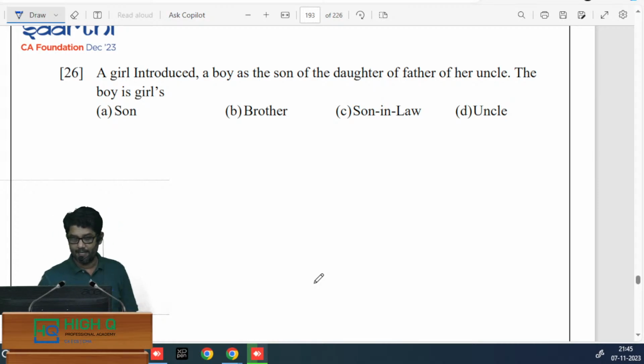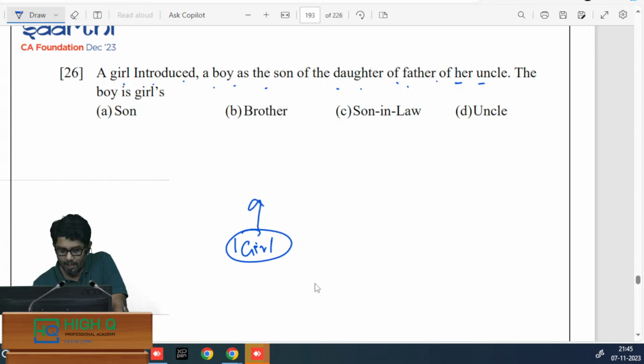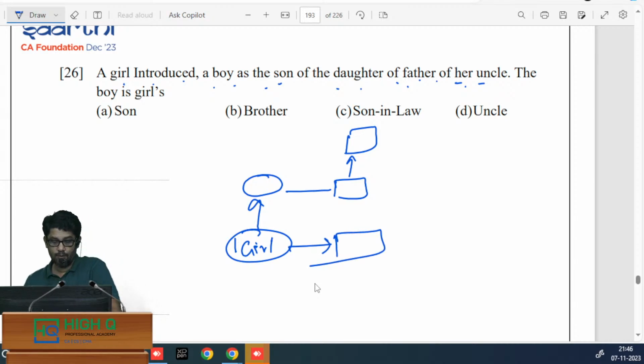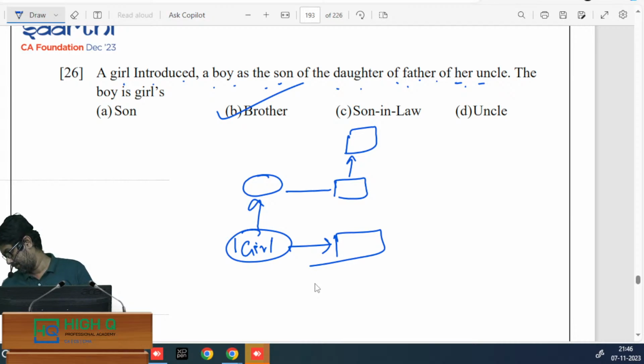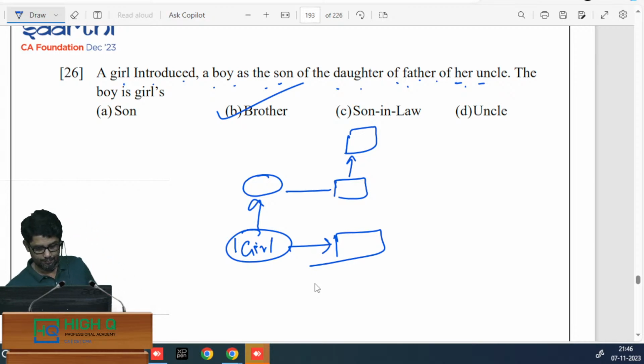A girl introduced a boy as the son of the daughter of the father of her uncle. The boy is the girl's what? Listen here. The girl has an uncle. That uncle has a father, and the father has a daughter, and the daughter has a son. Now, the boy is the girl's brother. Brother is the right answer. Yes, Daniel, you are right.